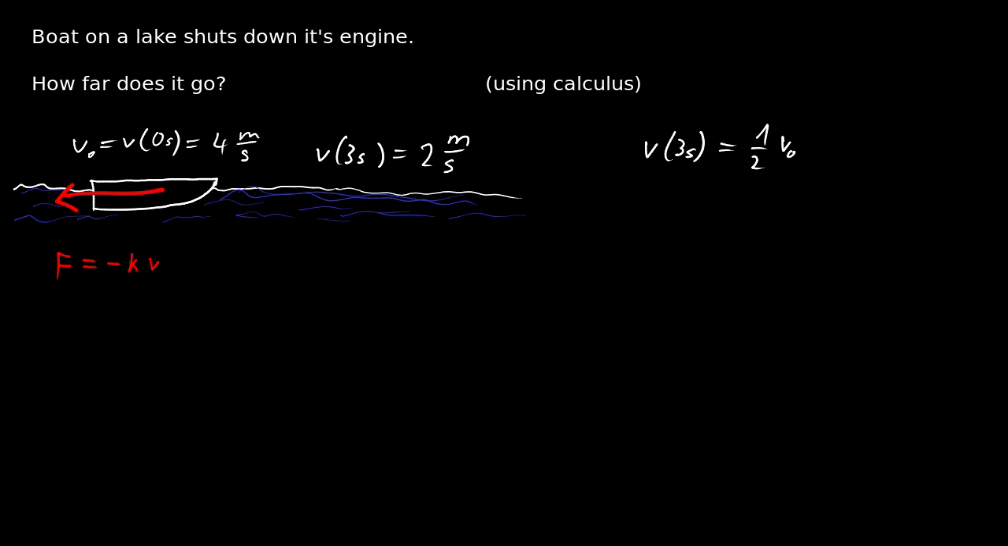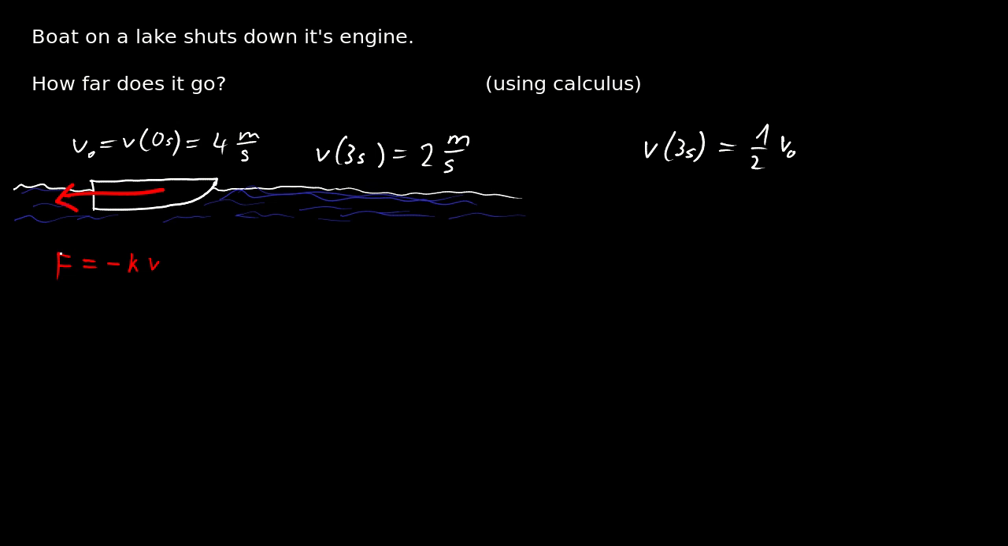We have an initial velocity in this particular example: at time 0 seconds, it will be 4 meters per second, and after 3 seconds it will have a velocity of 2 meters per second. So we can say that after 3 seconds the velocity will be half the velocity that it had before.